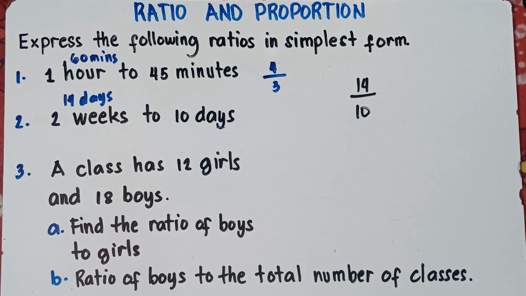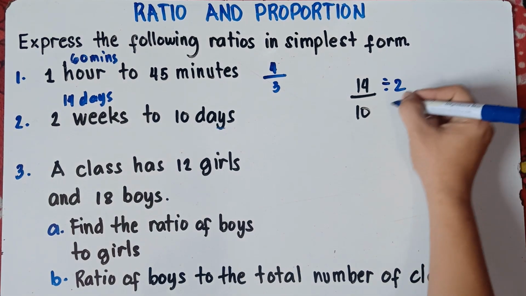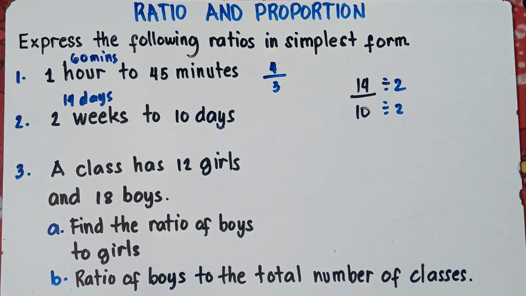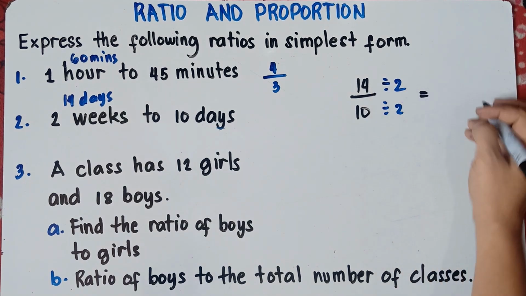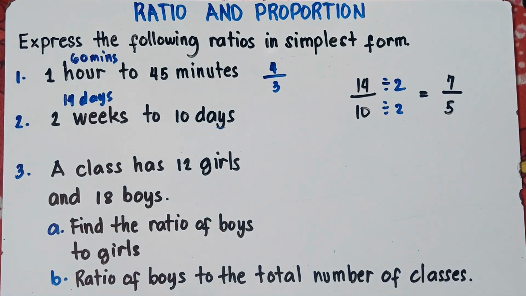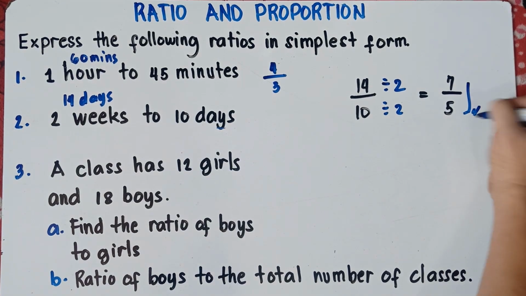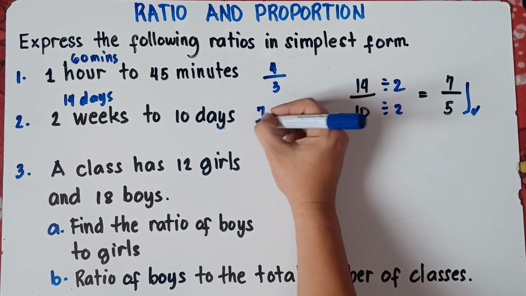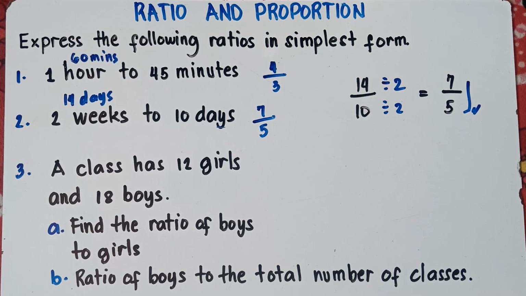That's correct, that would be 2. So we can divide this one by 2. Divide by 2. So our answer will be 14 divided by 2, that is 7. 10 divided by 2, that is 5. That's it class. That's the answer for number 2. Easy, right? For number 2, 7 over 5.